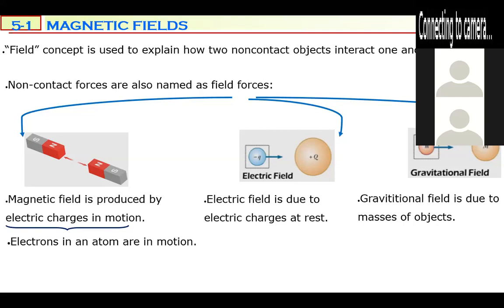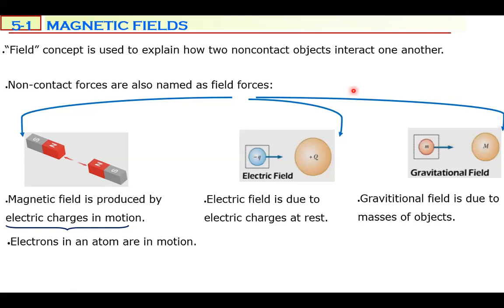And every field concept is used first to explain the interaction of two non-contact objects. For example, gravitational field explains how two non-contact masses in the space interact with each other. Or electric field explains how two electric charges which are not in contact can interact or repel each other. A field concept is also the same way.